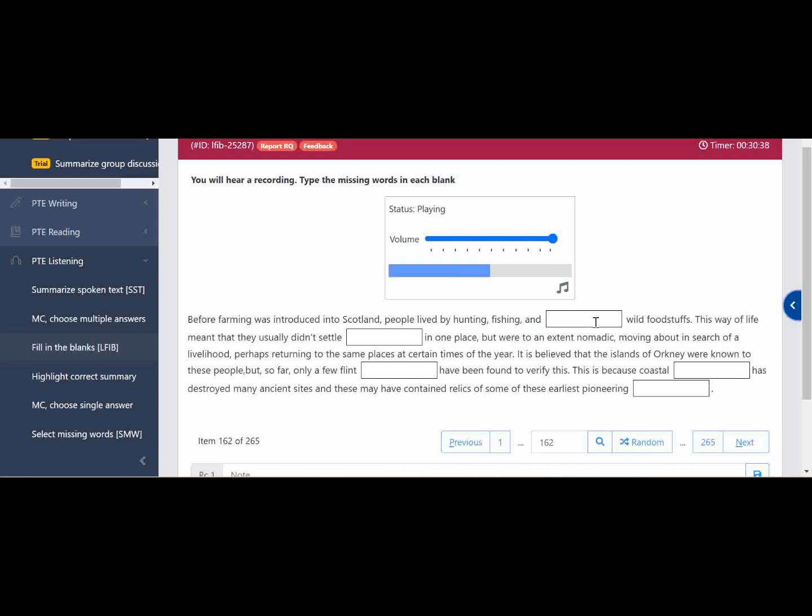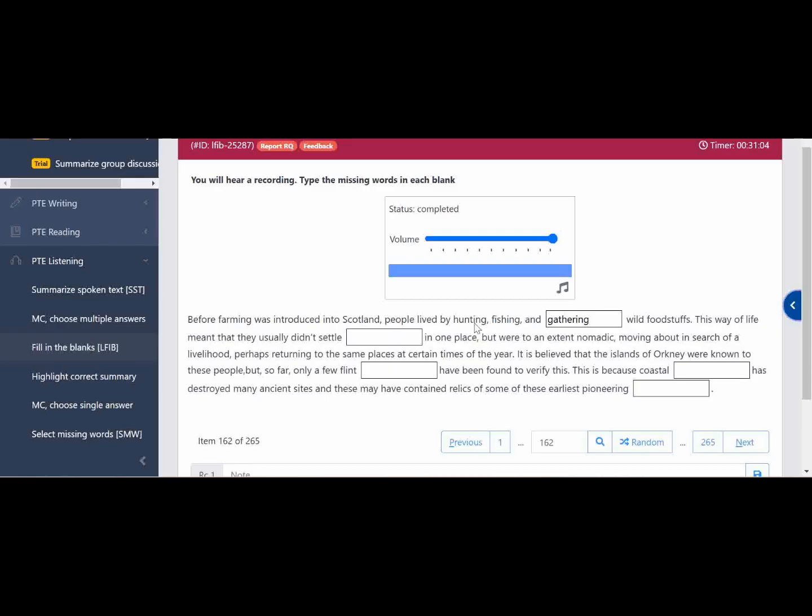It is believed that the islands of Orkney were known to these people, but so far only a few flint tools have been found to verify this. This is because coastal erosion has destroyed many ancient sites, and these may have contained relics of some of these earliest pioneering colonists.